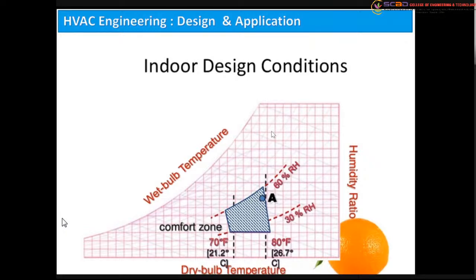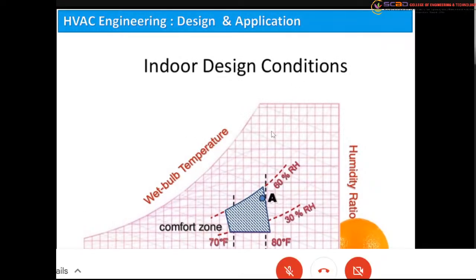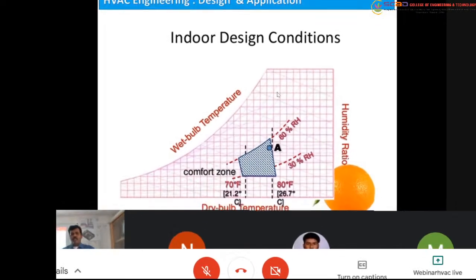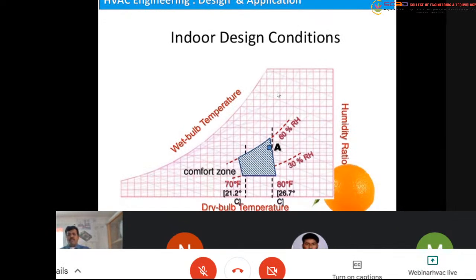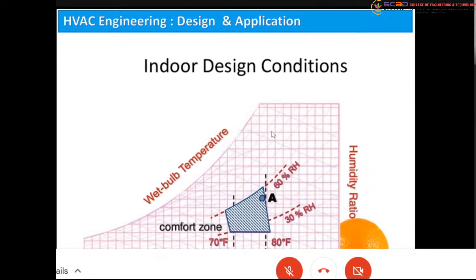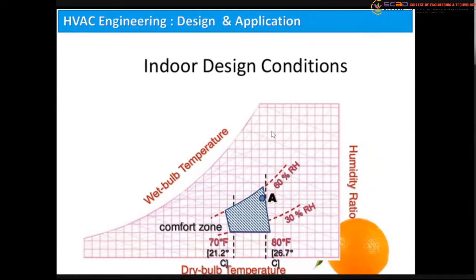Any HVAC person, if he has a room, this comes in part of our daily life. Sometimes people say, oh, the room is not cooling well. What is the problem? So what we do, we take temperature measurements. The HVAC designer goes with a thermometer and measures the temperature in the room. Then he brings it to the psychrometric chart and sees how the comfort zone is. See, the hatched portion is the comfort zone.